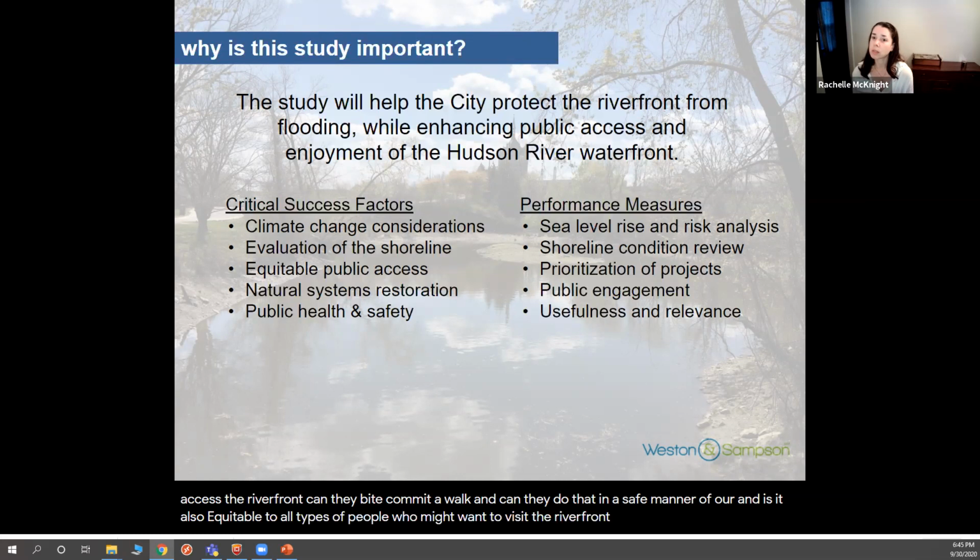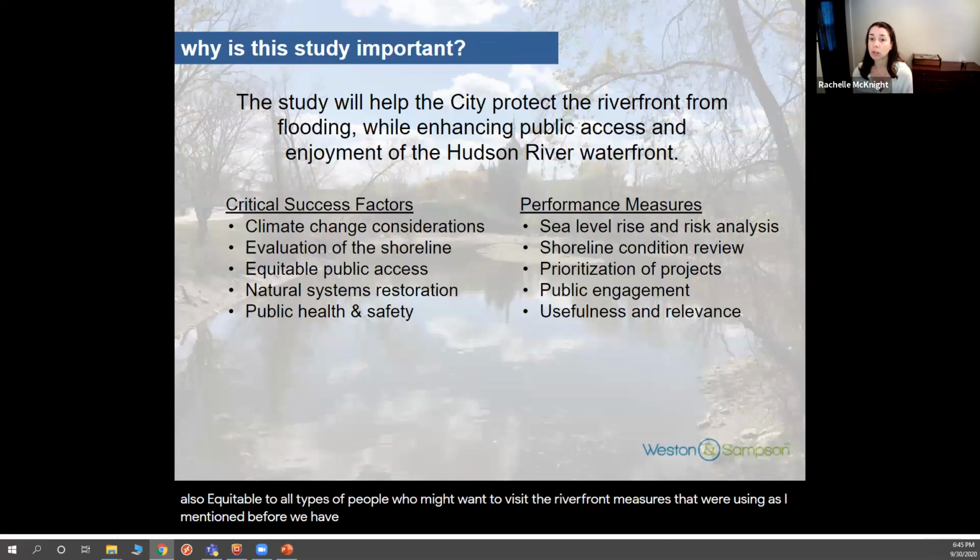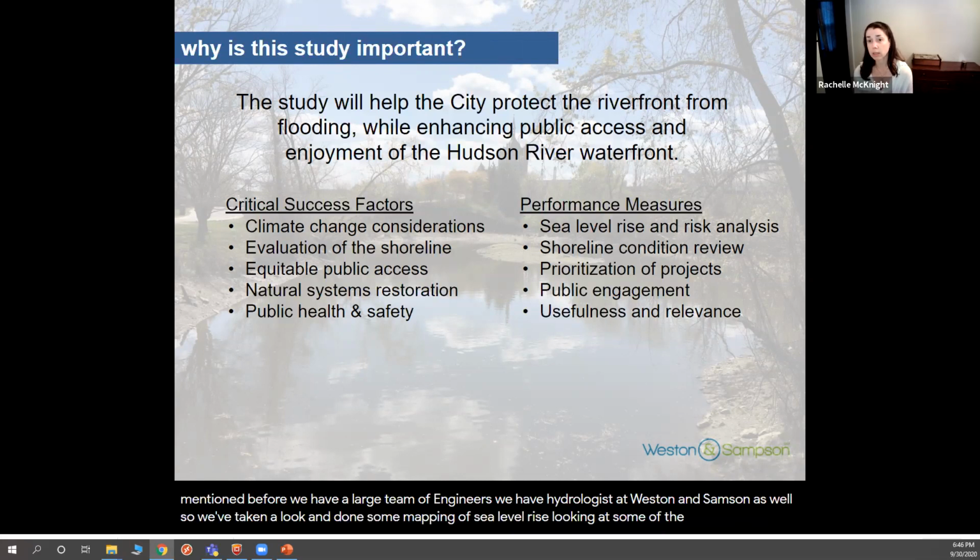So some of the performance measures that we're using, as I mentioned before, we have a large team of engineers. We have hydrologists at Weston and Sampson as well. So we've taken a look and done some mapping of sea level rise, looking at some of the risk analysis along the Albany shore. We are pretty well trained in shoreline condition analysis with all the projects that we've done. So we did extensive field work to analyze those shoreline conditions.